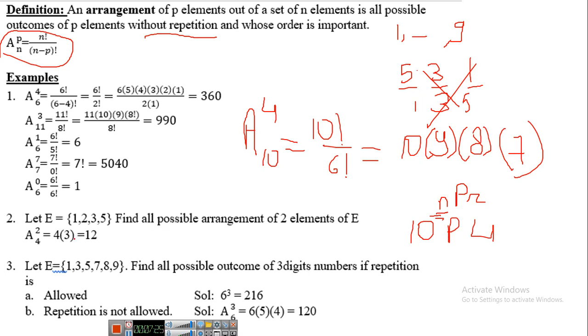So what is an arrangement? An arrangement is when order is important and repetition is not allowed. Repetition allowed is called p-list.